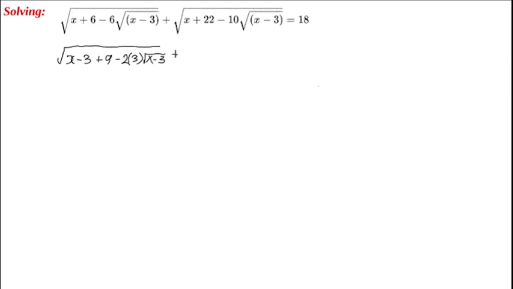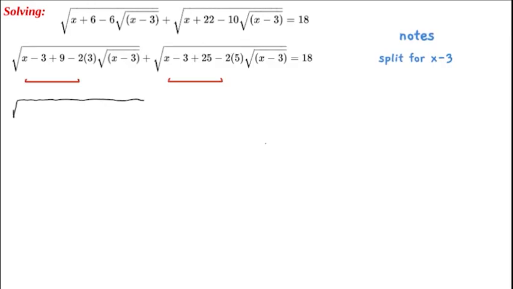And we'll do the same process again for the second. So we're going to get x minus 3. That matches this x minus 3. Again, now we're going to plus 3 minus 3. So we're going to add that 3 now to the 22. So we have 25. And then the 10 is 2 by 5, all by the square root of x minus 3.